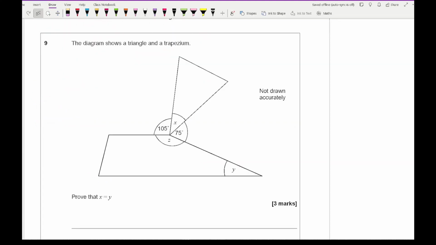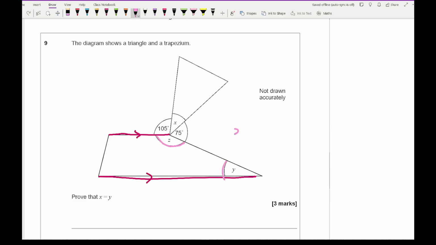So moving on to question 9, it says the diagram shows a triangle and a trapezium. Prove that X equals Y. So for this, as we know that this is a trapezium, then we know that these two lines here are going to be parallel, because that's one of the key properties of a trapezium, which therefore means that this angle plus this angle adds up to 180.